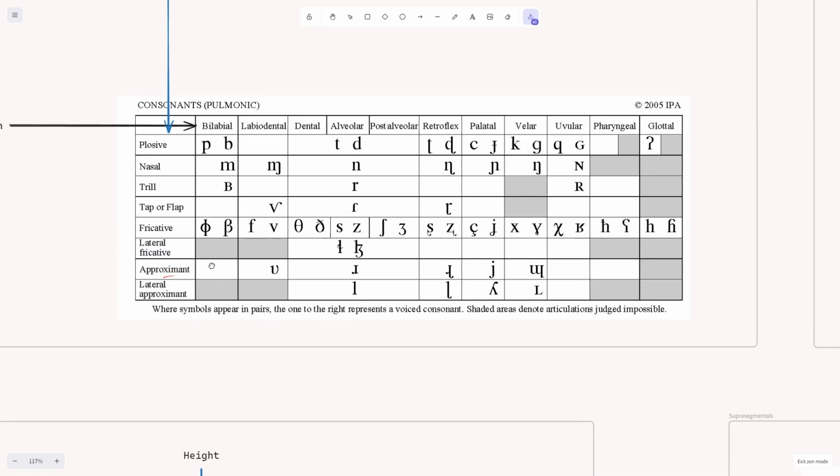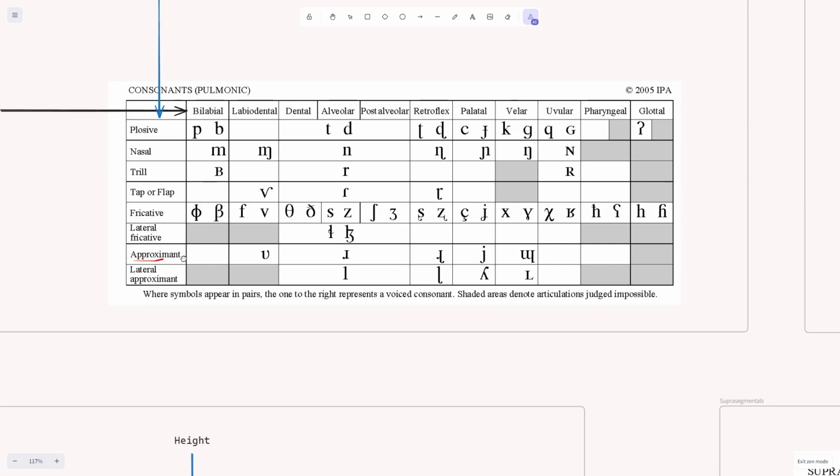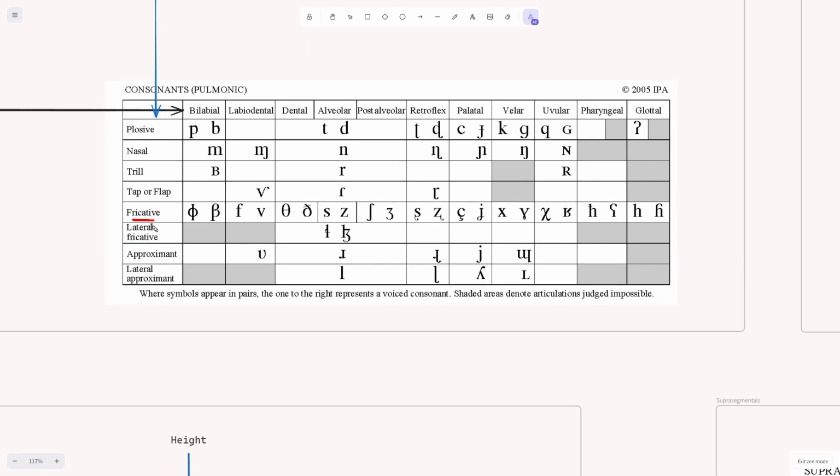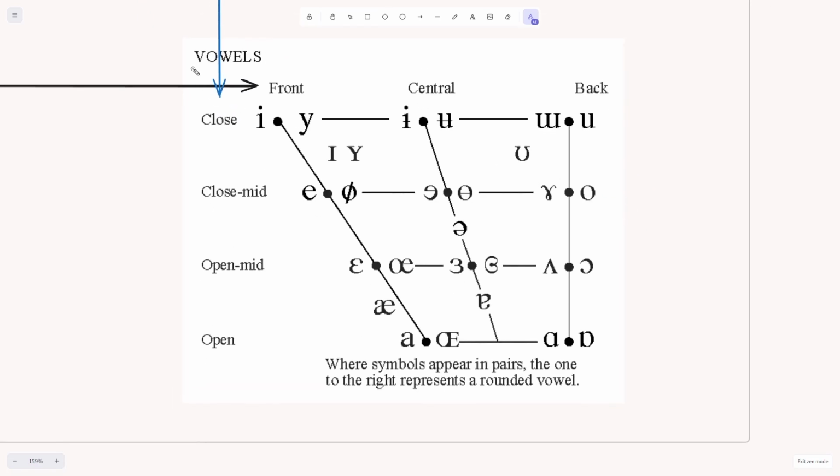Approximants are sounds where the two articulators are placed close to each other, but not close enough to have a fricative sound. Approximants fall somewhere between vowels and fricative sounds. An example for an approximant is ya. Lateral approximants are again like approximants, but the airflow is along the sides of the tongue. For example, la. So, now that we're done with the consonants, we go on to the vowels.